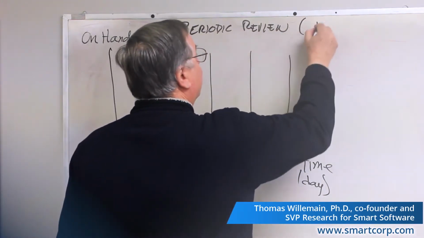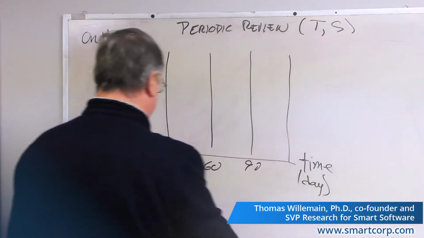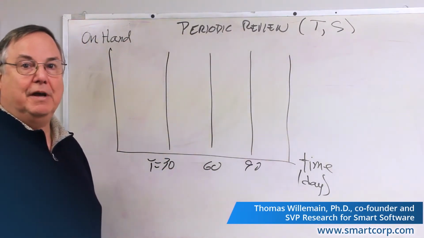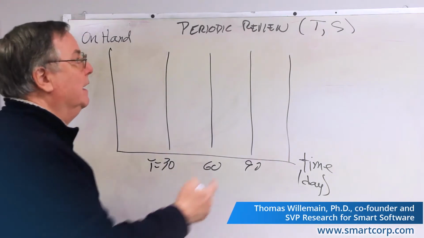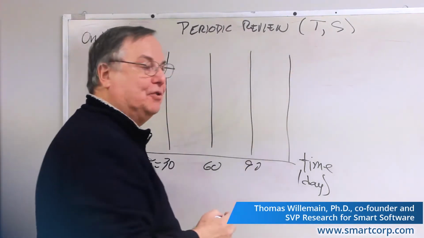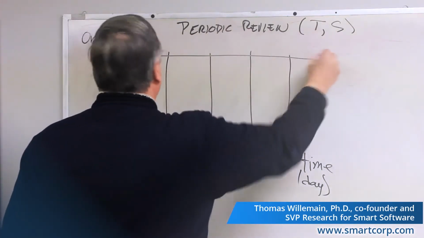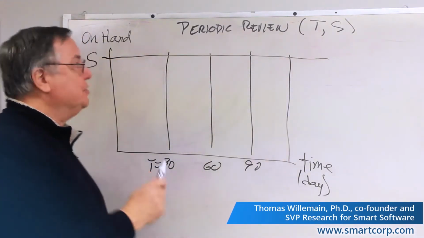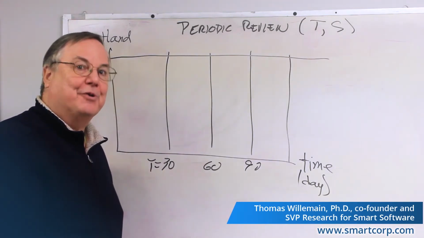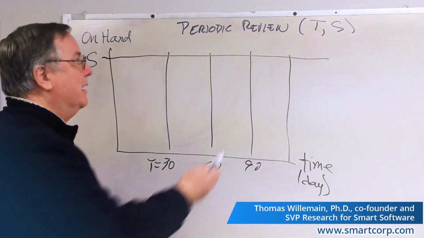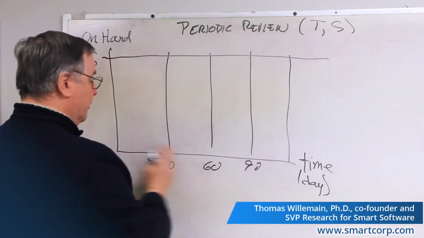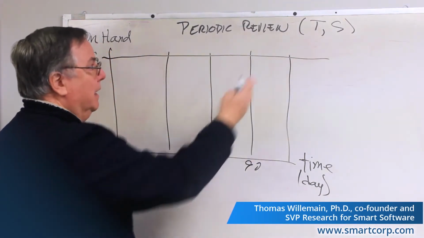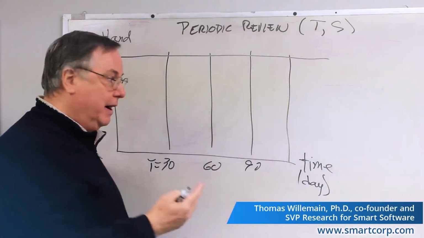And this is called a TS policy. So in this case, the T is 30, the time between checks of your inventory. And the S is called the order up to level. We put that here. And the idea is you try, when you replenish, to get back up to the order up to level. And the T could be smaller or longer. You could look every week instead of every month. And the order up to level could be lower or higher.